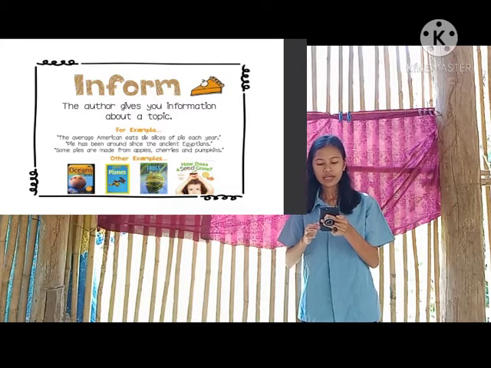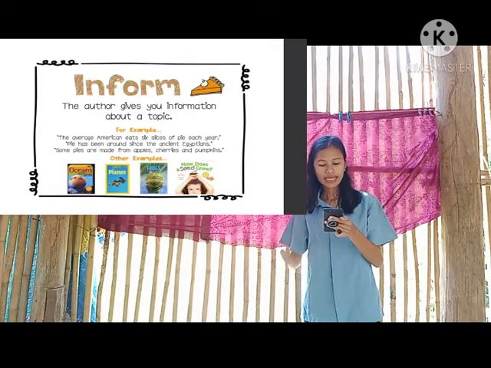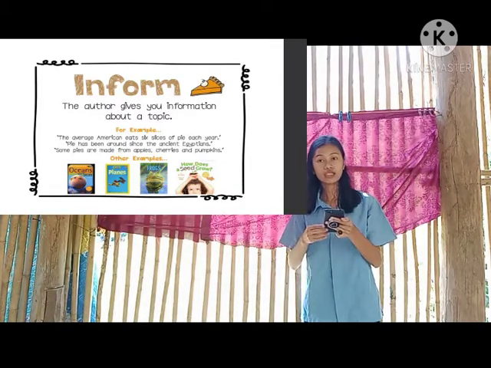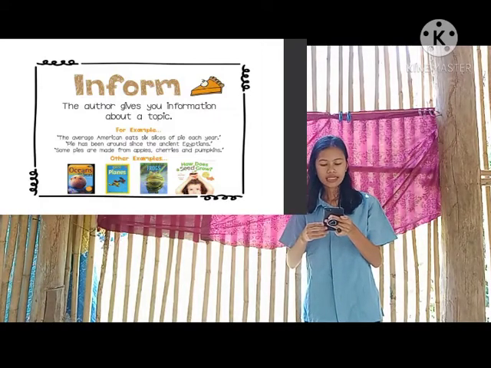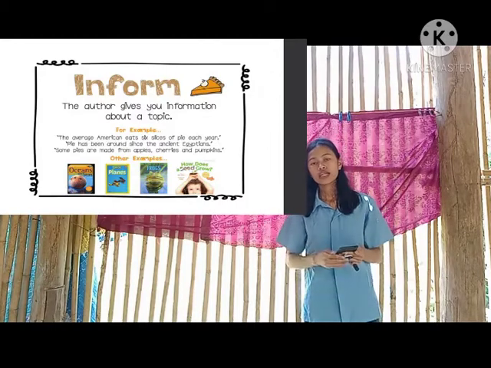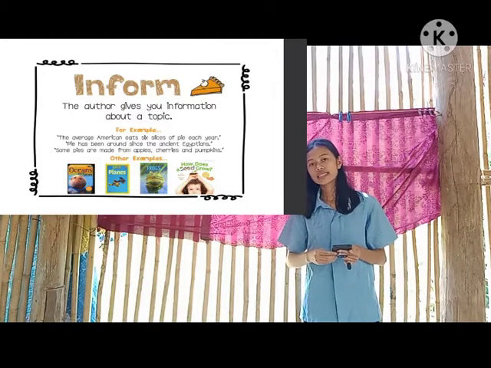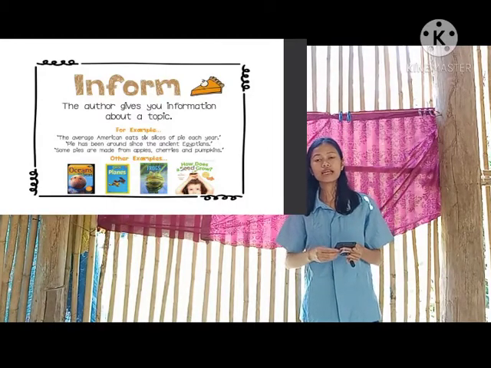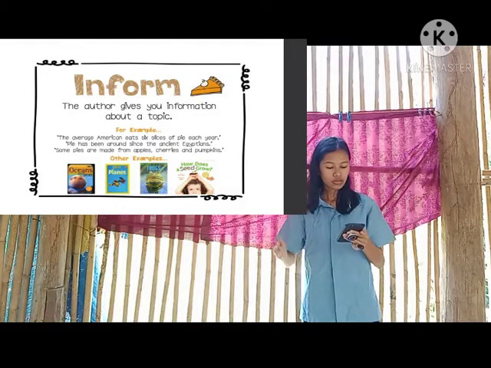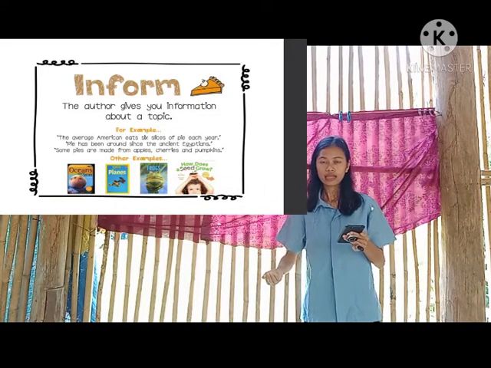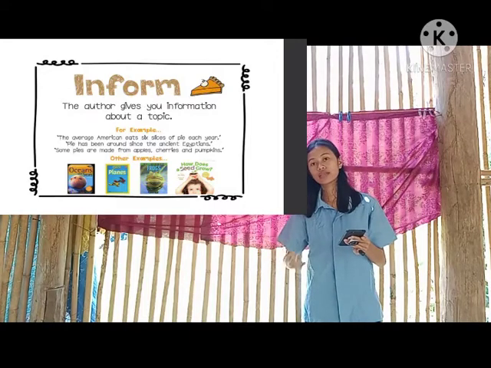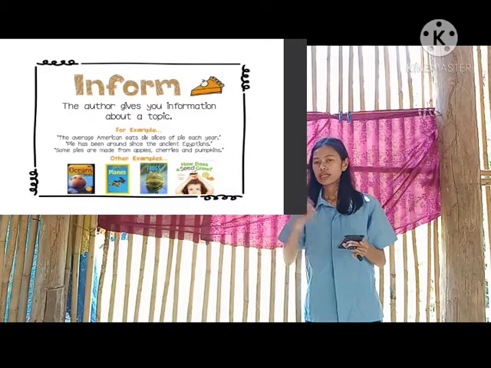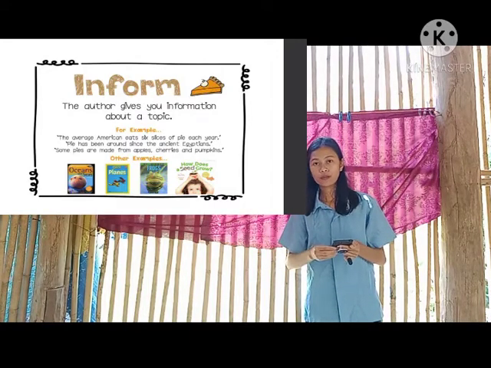The average American eats 6 slices of pie each year. Pie has been around since the ancient Egyptians. Some pies are made from apples, cherries, and pumpkins. So here, the authors are giving us information about the pie. So some facts about the pie. So here, the purpose of the author is to inform us.